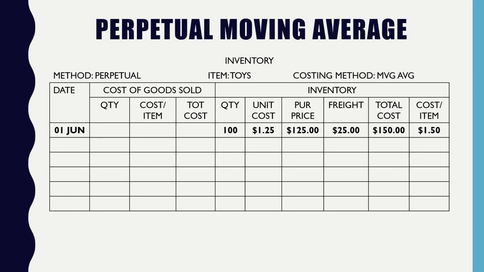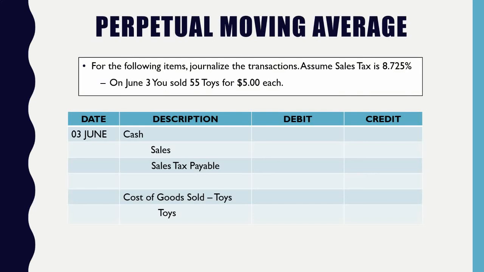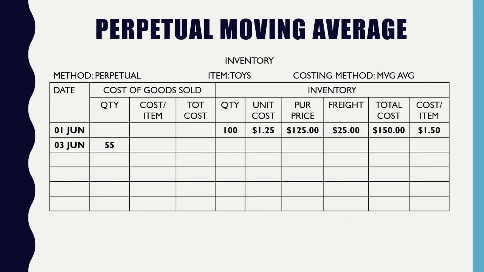All right? Then let's see what happened next. For our first scenario on June 3rd, we end up selling 55 toys, okay? So once again, I'm going to focus on my cost of goods sold section. I'm just looking at my first batch here, which costs me $1.50. It's my only batch of inventory that I have. So that's exactly what I'm going to do. I'm going to take this 150 and place it right here, and calculate what it's going to cost me to sell 55 of those toys.